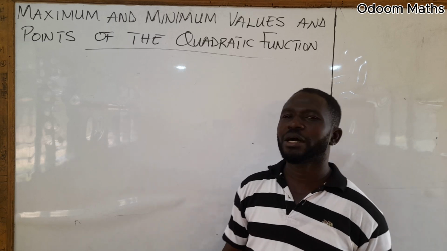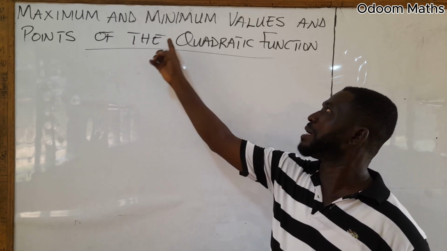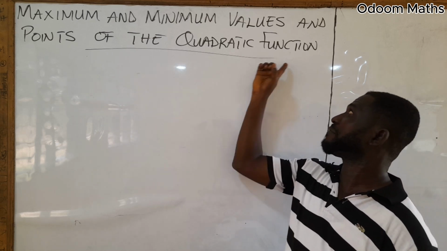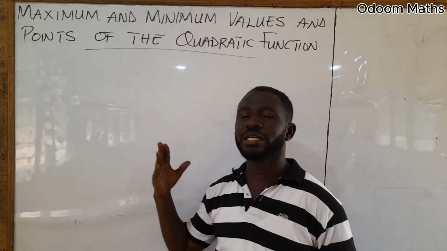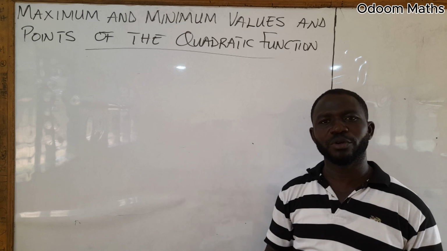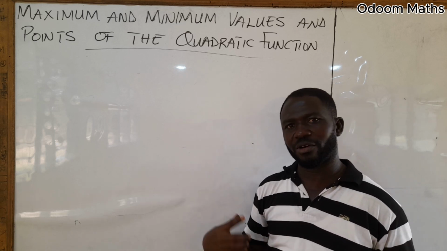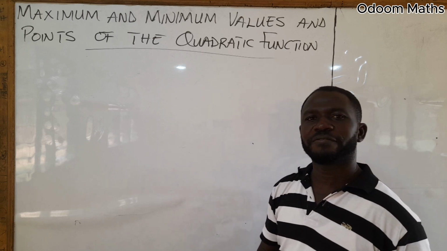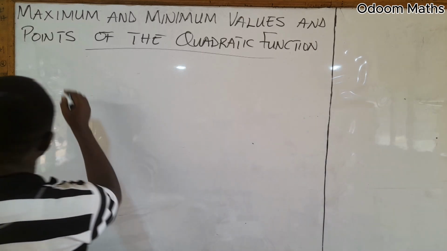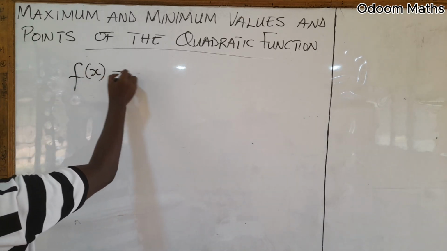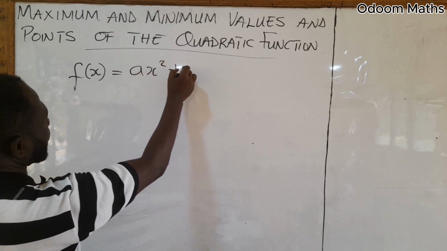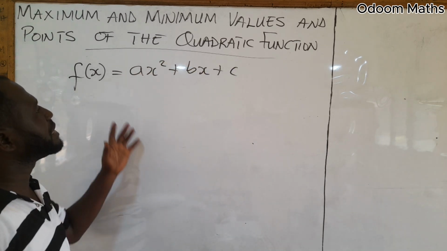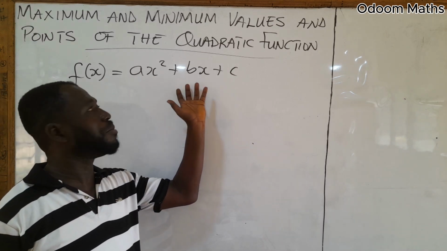Okay, so now let's look at maximum and minimum values and points of the quadratic graph or the quadratic function. This is just a continuation of what we did some time ago on quadratic graph and function. The general quadratic function is f of x equals ax squared plus bx plus c. And how do we determine the minimum or maximum of this?